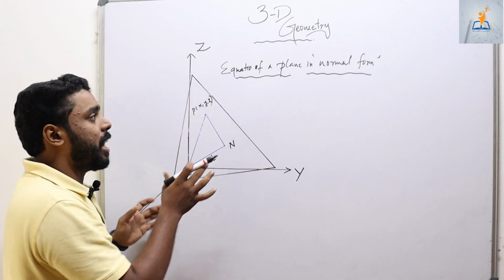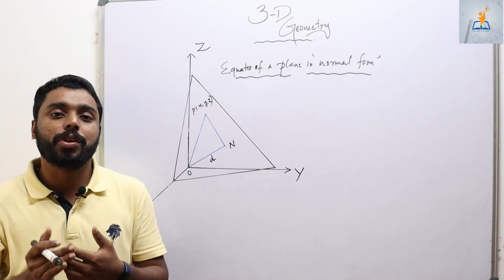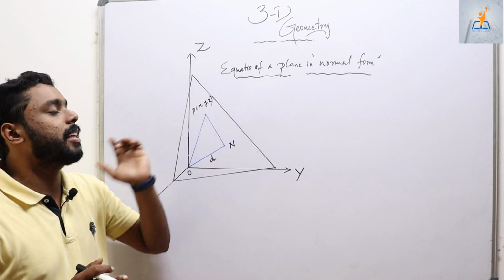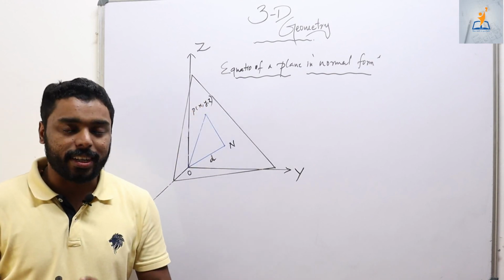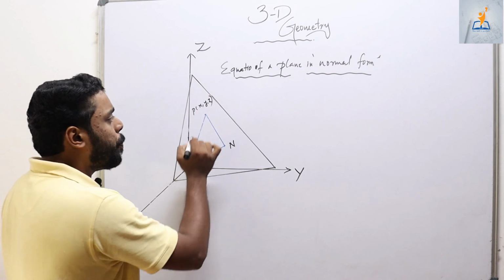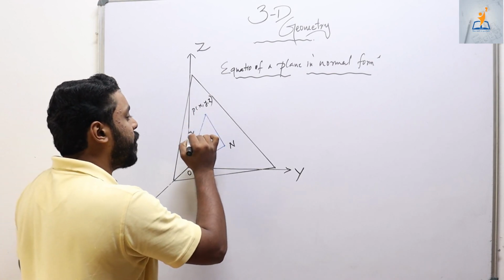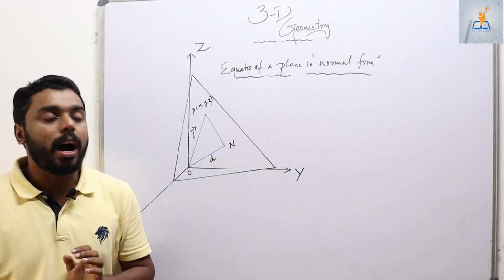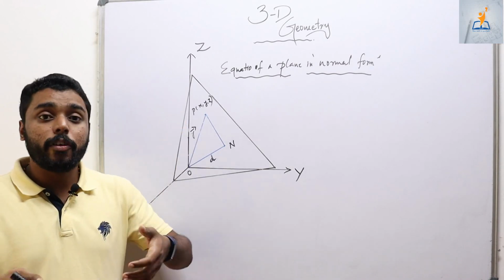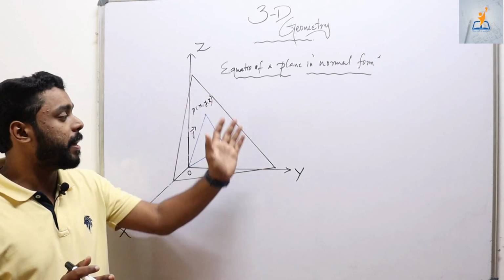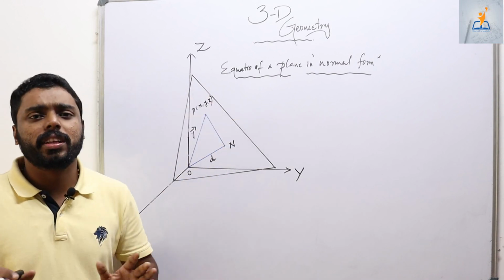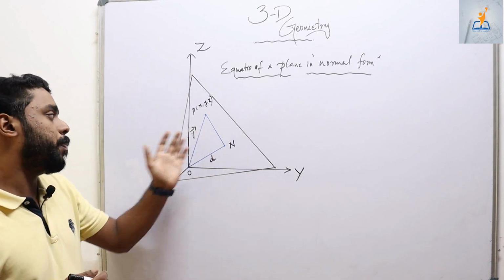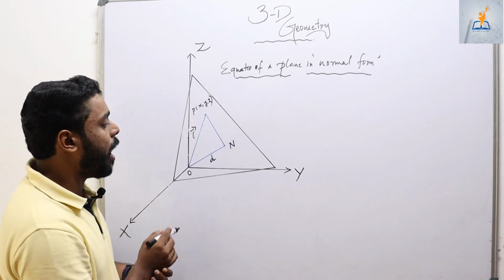I told you that in order to derive an equation, we always choose some arbitrary points. Here the arbitrary point in the plane is P(x, y, z). Now let the position vector of P be vector r. What is provided? A plane and a perpendicular distance only. Nothing else is given, so the other things are derived by us. So the position vector of P is given by r.